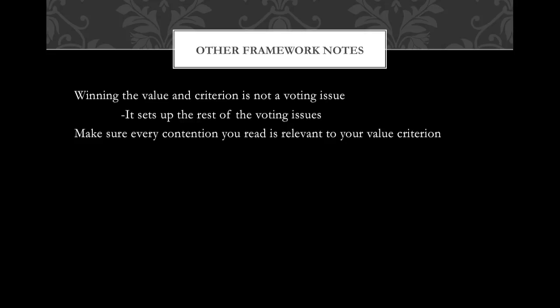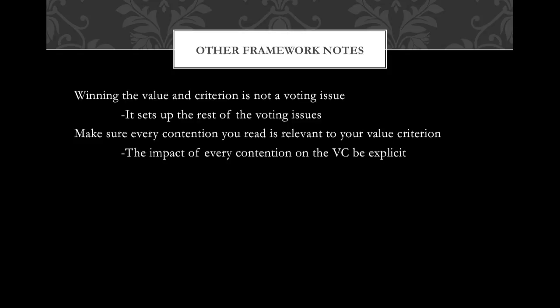Next, make sure that every contention you read is relevant to your value criterion. Just going back to the purpose of a value criterion, it's the standard for whether or not the value is being satisfied. So if you're arguing for contentions that aren't really all that relevant to that value criterion, like a lot of novice debaters might do, it doesn't really fit into the rest of your case very well.